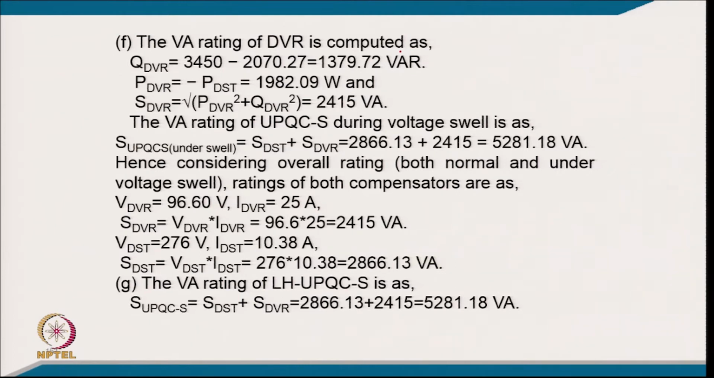The rating of the DVR comes from the VAR of the load minus the DSTATCOM reactive power, that comes to 1379 VAR, and P DVR and P DSTATCOM are both the same, 1982.09, and S DVR from this relation comes to 2415. The VA rating of the UPQC for the voltage swell condition is the sum of both VA ratings. Hence, considering the overall rating of both compensators: V DVR is 96.6, I DVR is 25 ampere, so S DVR will be 2415, and V DST is 276 and I DST is 10.36, putting the values it comes to 2866.13. So the total rating is the sum of both VA ratings, which comes to 5281.18 VA.